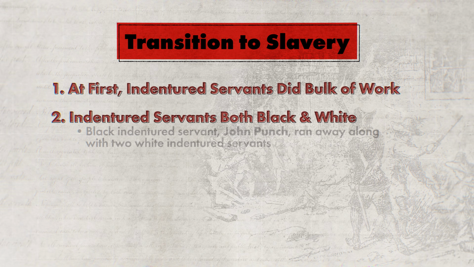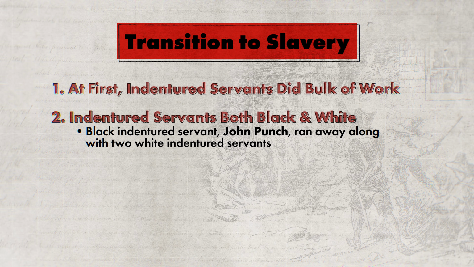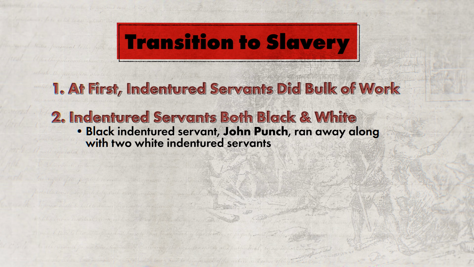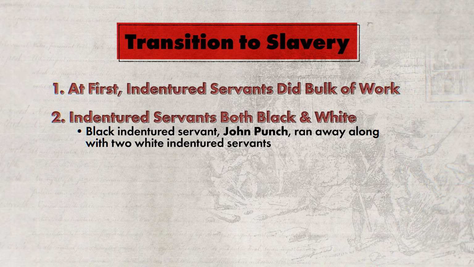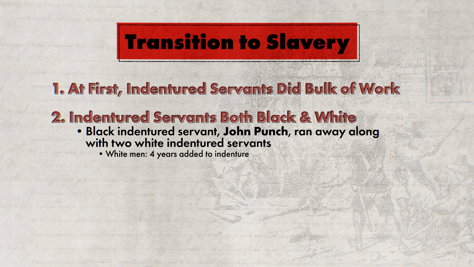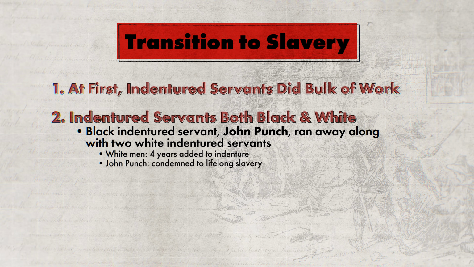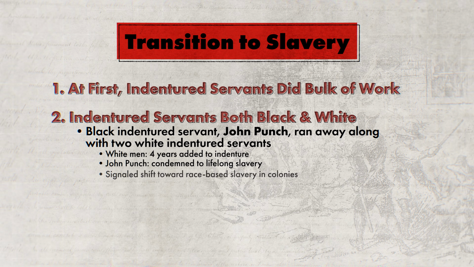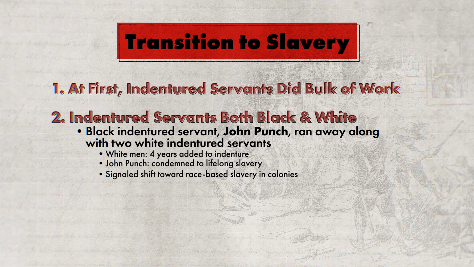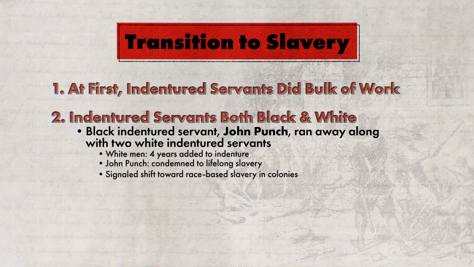For example, in 1640, a black indentured servant named John Punch ran away from his plantation along with 2 white indentured servants. And when they were captured, the white men received 4 more years on their indenture, but Punch was condemned to lifelong slavery. So this event signaled a significant shift toward race-based slavery in Virginia and throughout the rest of the colonies.